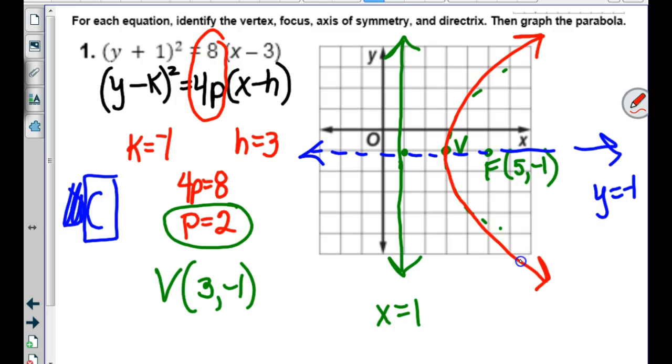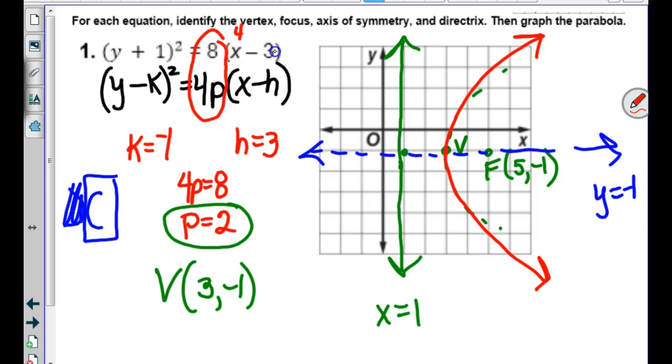This is the hardest thing for students, because I can't graph this one on my calculator. It's going sideways, right? So I need to figure out another point. If I go 1 unit away from my vertex, what's 1 x unit over here from the vertex? 1, 2, 3, 4. Pretty good.